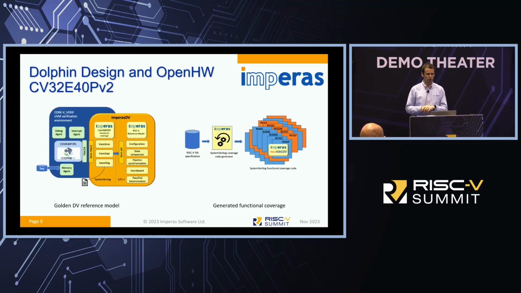We've also done quite a lot of work with Dolphin Design and Open Hardware Group, and the advantage of having this golden reference ISS is you can build it into other things like Imperas DV. You can also use it to generate things like functional coverage, which is also very valuable for verification. And Dolphin have added about 300 instructions to the base RISC-V ISA for DSP. We worked with them to help verify that and also generate the functional coverage so they could prove they'd achieved high quality verification of their entire design.